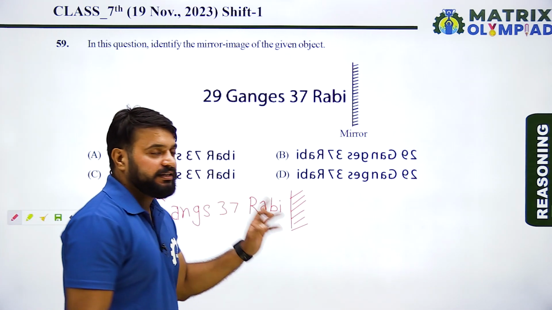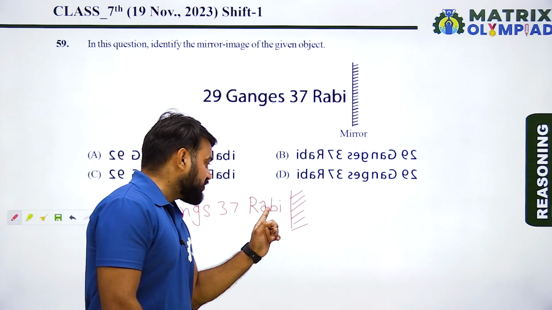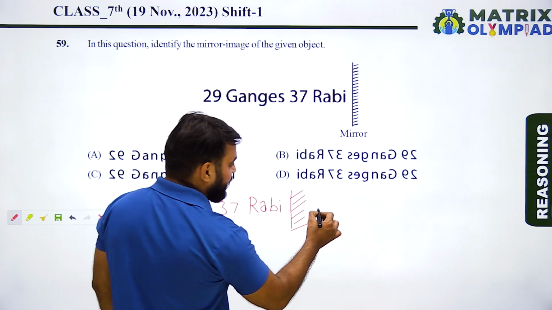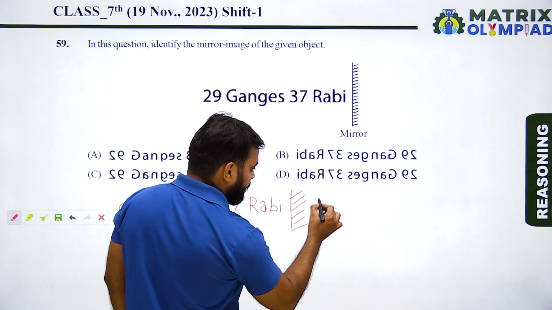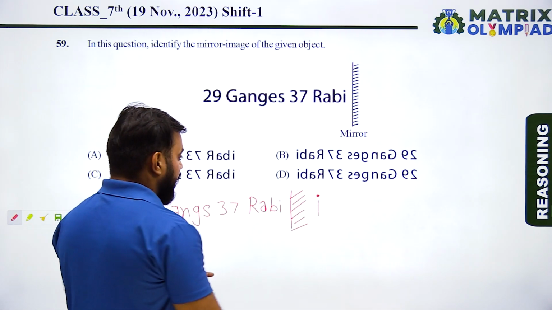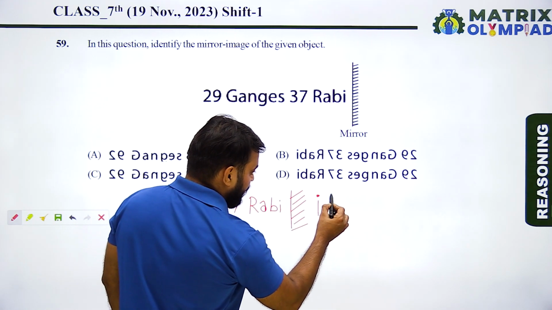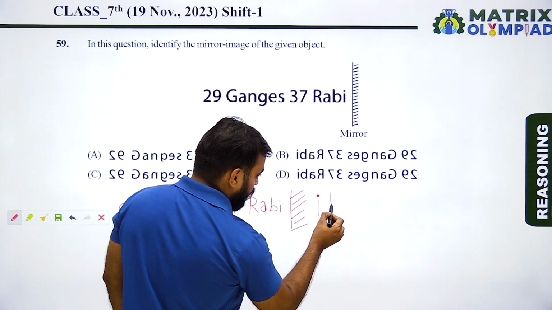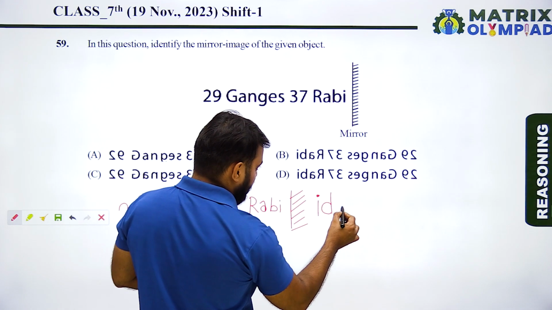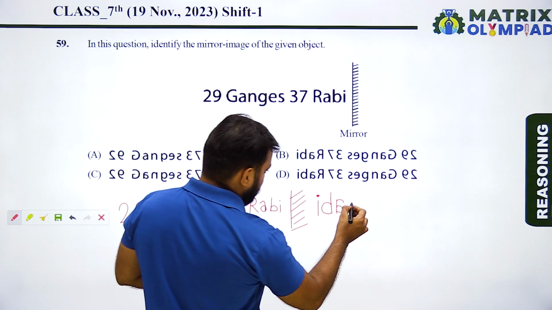So first find the mirror image of I, because I is near the mirror, so it will remain near the mirror in the mirror image. So first find the mirror image of I. So mirror image of I look like as follows. Now find the mirror image of B. So mirror image of B look like this. Now mirror image of A. So mirror image of A. Now mirror image of R.